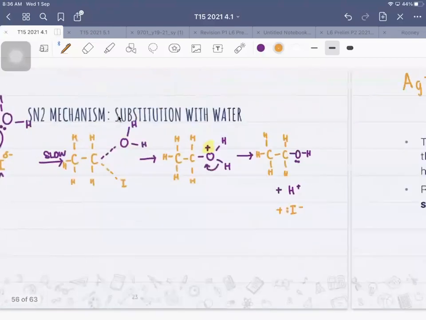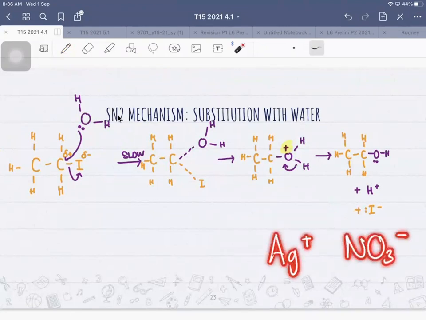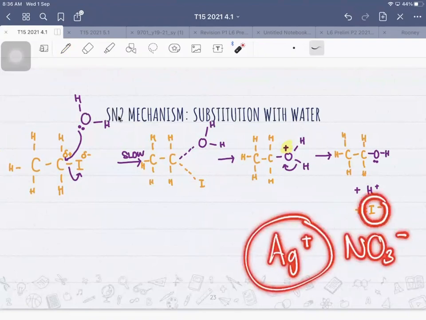Yes, correct. The H plus will combine with the I minus to become HI, or they will just float around because it's an aqueous solution. They will just float around as ions. Don't forget in this reaction, there's also Ag plus and also NO3 minus ions. So the Ag plus will actually react or form a precipitate with the iodide.